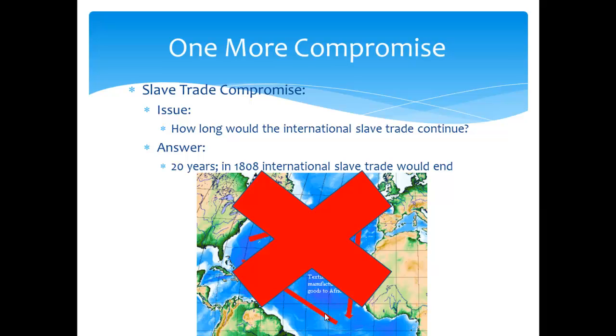Can you still buy and sell slaves though, Mr. Lawrence? Unfortunately, yes, slavery does not end in 1808. Some founders felt by putting in this compromise, slavery would just slowly die out. But what we'll continue to talk about in the course is that, unfortunately, slavery didn't. It continued, and it really won't come to a complete end until the end of the Civil War.